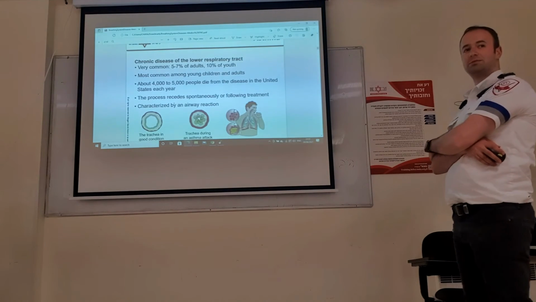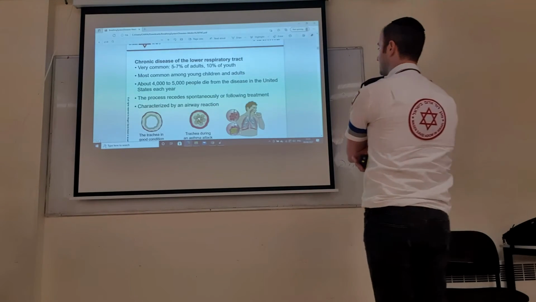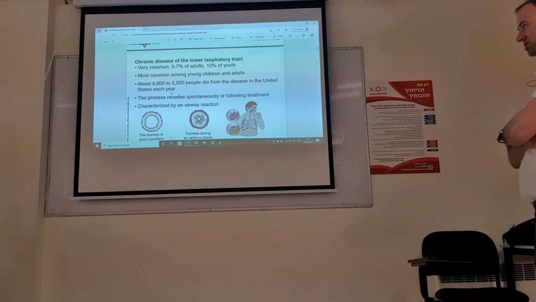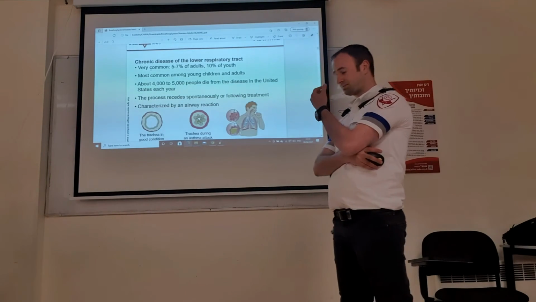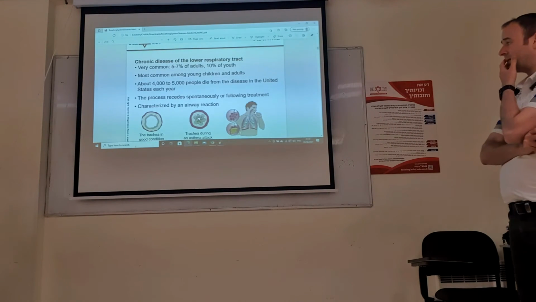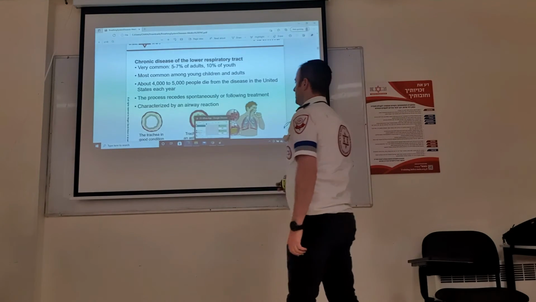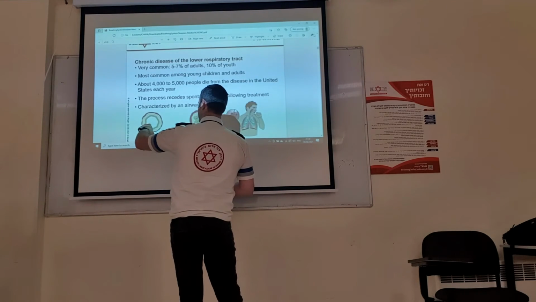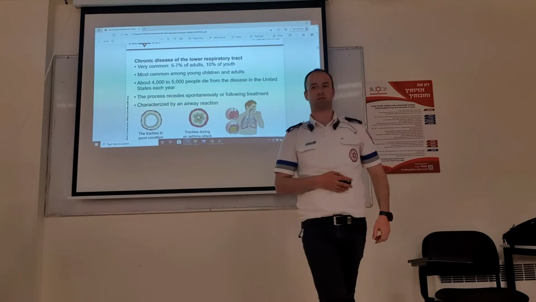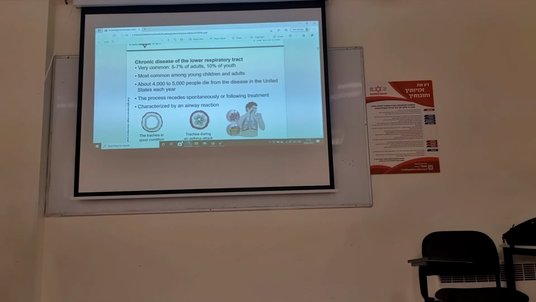The process recedes spontaneously or following treatment. So the symptoms disappear spontaneously or following treatment. Asthma is characterized by an airway reaction. Our airways are tubes that lead into the lungs, and they start getting narrowed. You see here is a healthy trachea, and here is a trachea full of spasm and mucus. It's not easy to breathe through that.